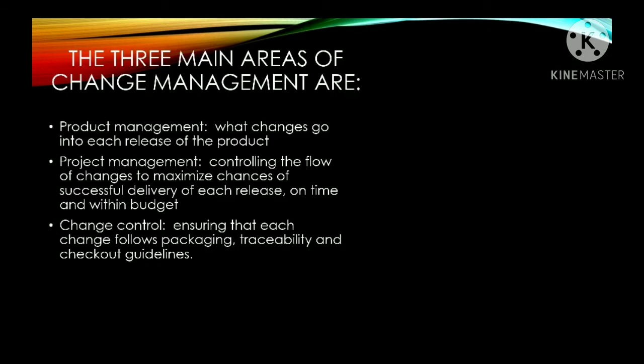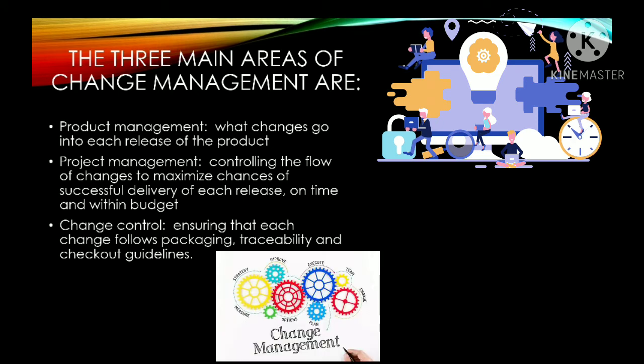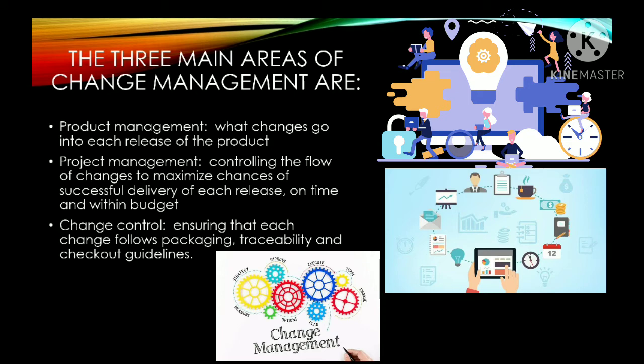The three main areas of change management are: first is the product management. What changes go into each release of the product? Second is the project management. It is controlling the flow of changes to maximize chances of successful delivery of each release on time and within the budget. Lastly, change control, ensuring that each change follows packaging, traceability, and checkout guidelines. So the next video is the configuration management example.